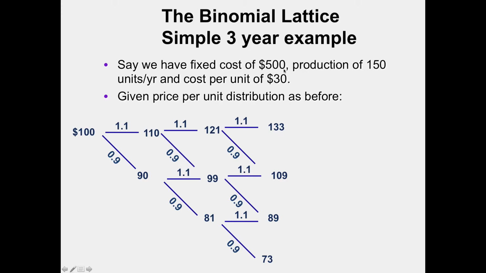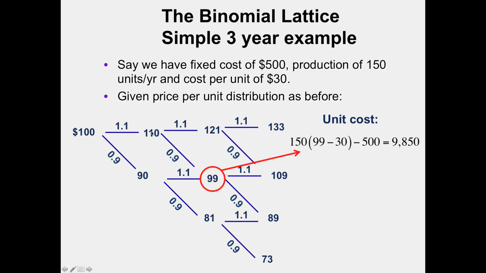So let's say we have a fixed cost of 500, a production of 150 units per year, and a cost per unit of 30. I could find the unit cost in this situation, if this happens. So it goes up in the first year and down in the second. The cash flow in that year would be, here's the price I can charge, that's positive. The unit cost is negative 30. I'm producing 150 per year, and the fixed cost is 500. So this is the cash flow in the second year, if this happens.